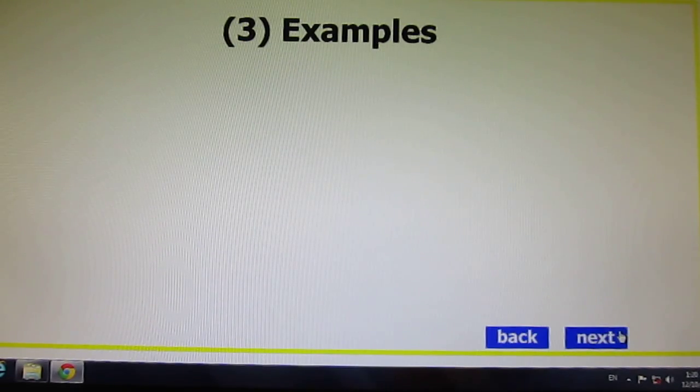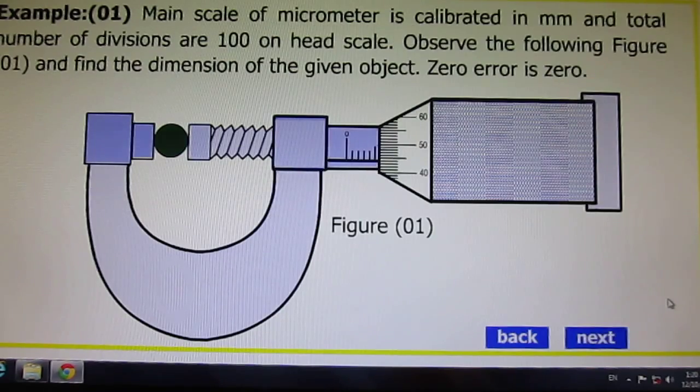Now let us see a few examples. Okay, the main scale of the micrometer is calibrated in millimeter and the total number of divisions on the head scale is 100. Observe the following figure 1 and find the dimension of the given object. Zero error is 0. Here is a sphere. We have to measure the diameter.